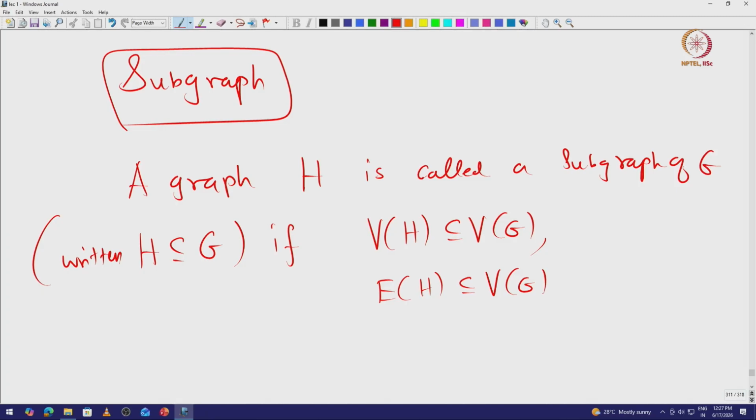So, now the incidence function. So, you have psi H and psi G. So, psi H must be the restriction of psi G to E of H. Okay. So, if these conditions are satisfied, then you call H a subgraph of G.